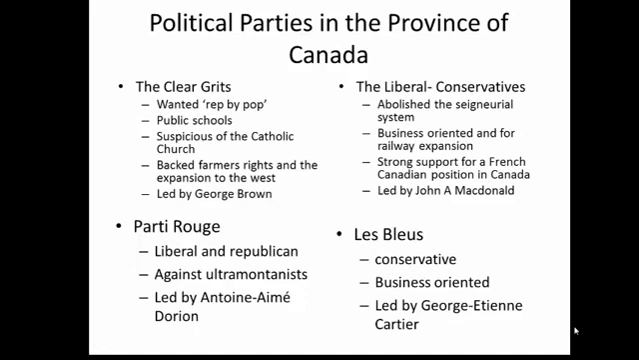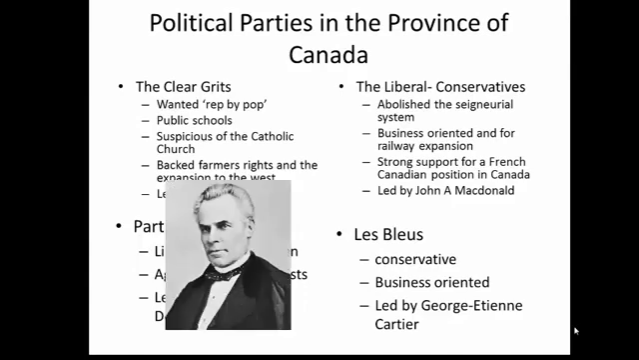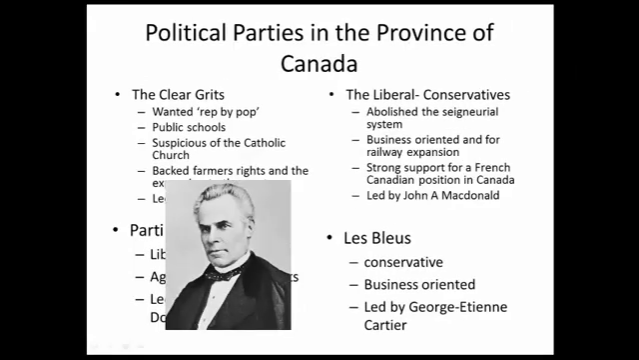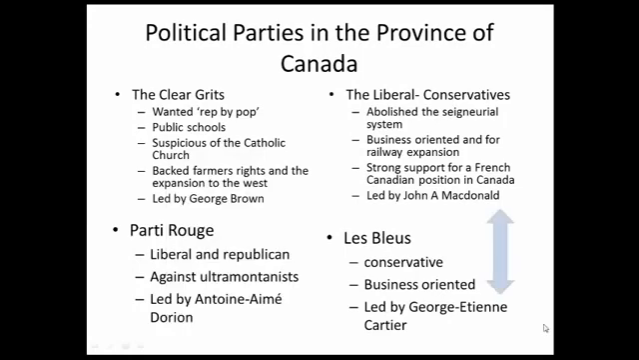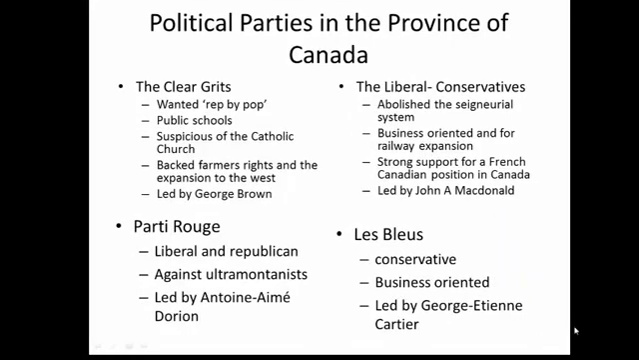The fourth group were known as Les Bleus. They were also from Lower Canada. They were conservative, business-oriented, and led by Georges-Etienne Cartier. And the Bleus and Liberal Conservatives were kind of natural allies, and they often voted together.